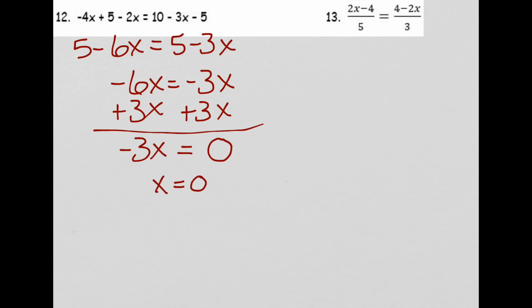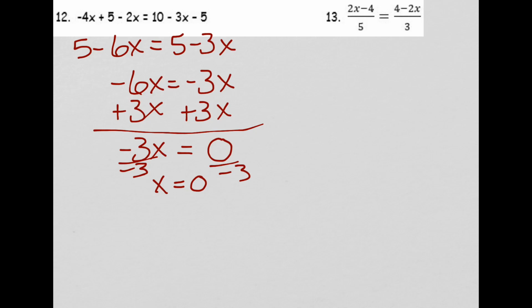It must be 0. If you really want to go through all the steps and divide both sides by negative 3, that's fine. 0 divided by negative 3 is 0. X equals 0. That is a solution, my friends. That works. It's a number. 0 is a number. You can totally have that for an answer. There's nothing wrong with it.